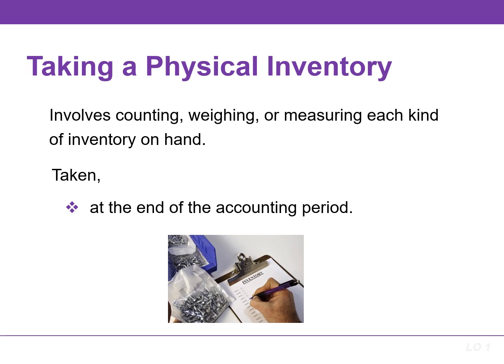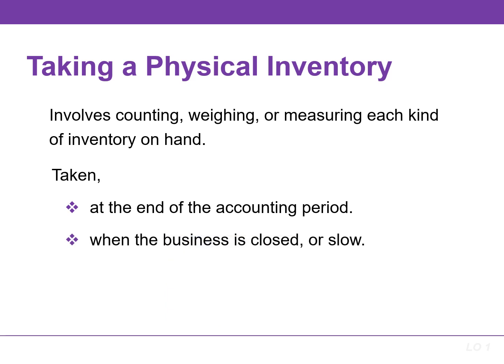Companies take a physical inventory at the end of the accounting period. Taking a physical inventory involves counting, weighing, or measuring each kind of inventory on hand. For many companies, taking an inventory is a huge undertaking, as retailers such as Target or Home Depot have thousands of different inventory items. An inventory count is generally more accurate when goods are not being sold or received during the counting. Many companies take inventory when the business is closed or slow.